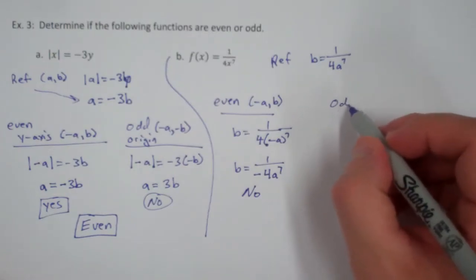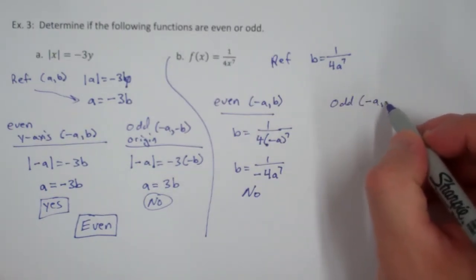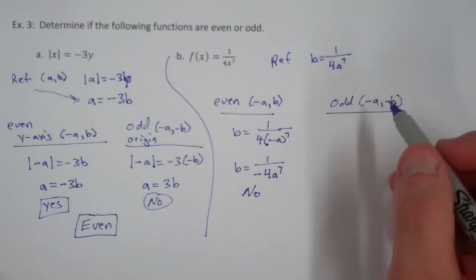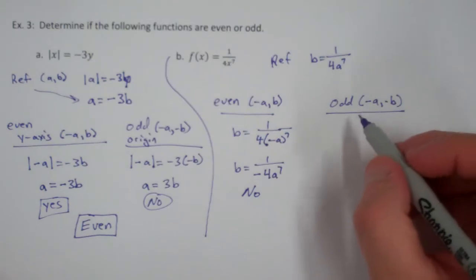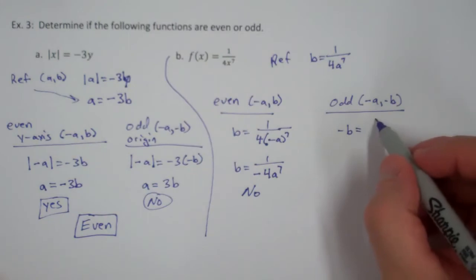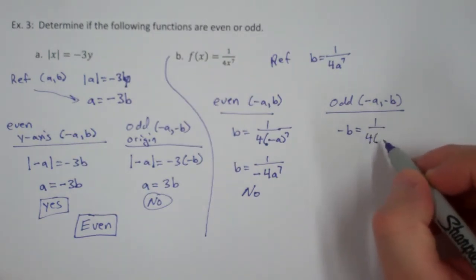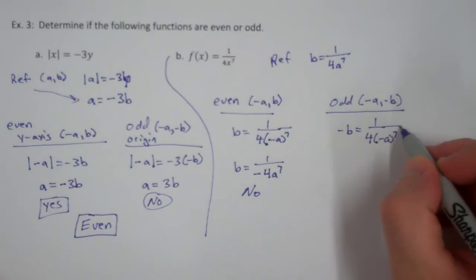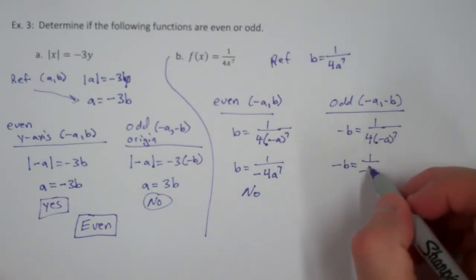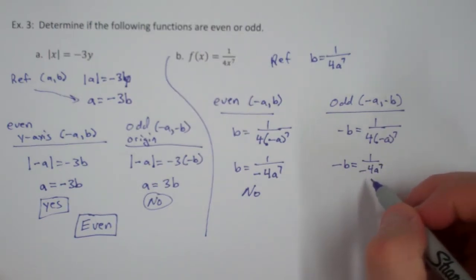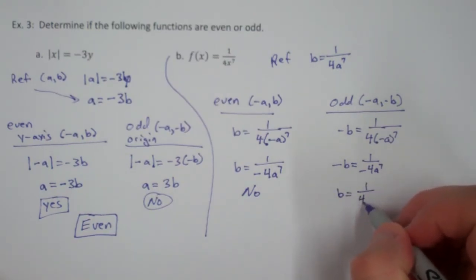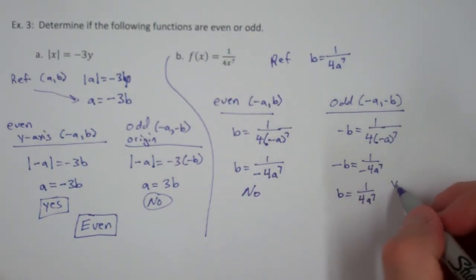And for the odd function, we're simply going to use the exact same test we did for the origin. That's what odd means. Odd means that the function has symmetry about the origin. What we'll do now is we'll do the opposite of b, and for the f of x, or the y, 1 over 4, then we've got the opposite of a to the 7th. So this is the opposite of b over, and then that's going to be negative, so we'll have negative 4a to the 7th. We'll multiply or divide by negative 1 on each side, and b will be 1 over 4a to the 7th. So this one's yes.